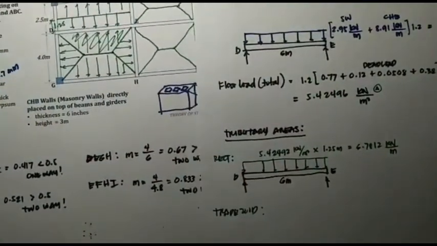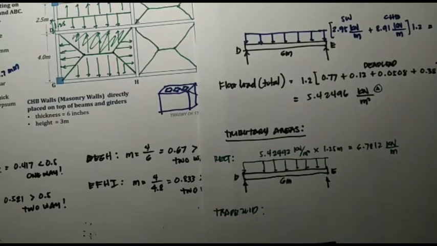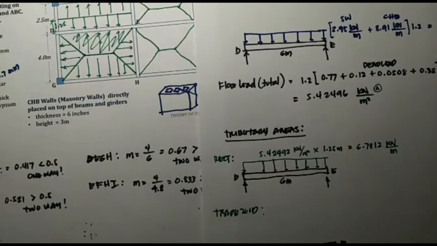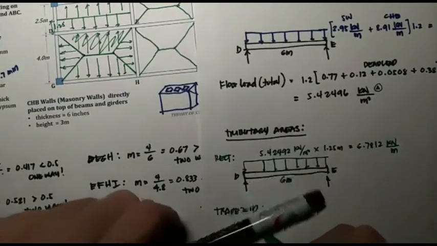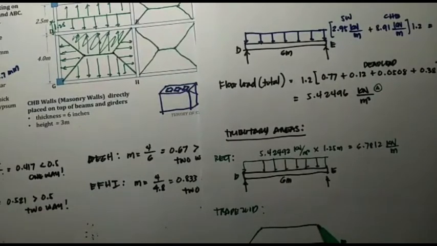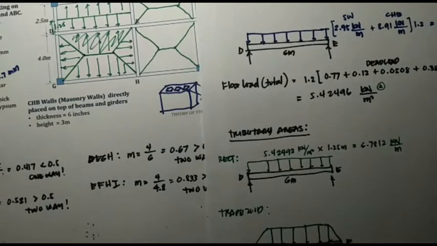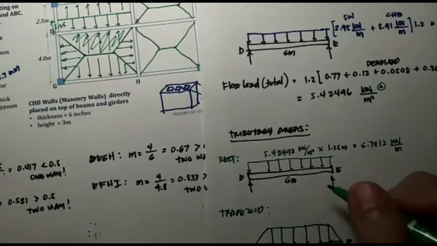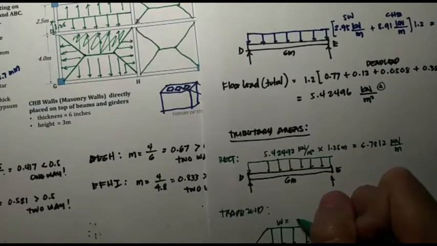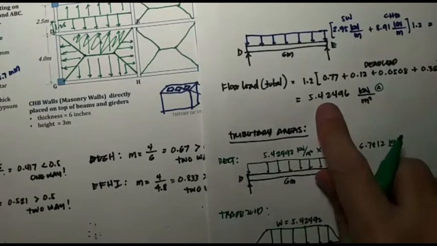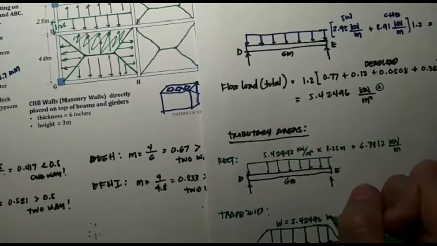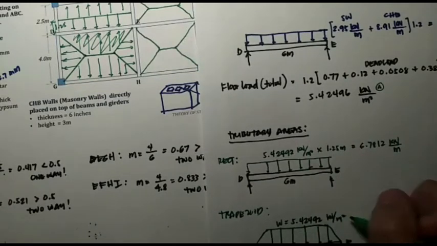So, again, so if this is our DE, so ito yung DE, 6 meters yan. So, meron siyang trapezoidal tributary area. Ito yun. Okay, so yung load naman dyan is, ang W natin dyan is 5.42492. So that is the floor area coming from here. No? Kilo Newton per square meter.